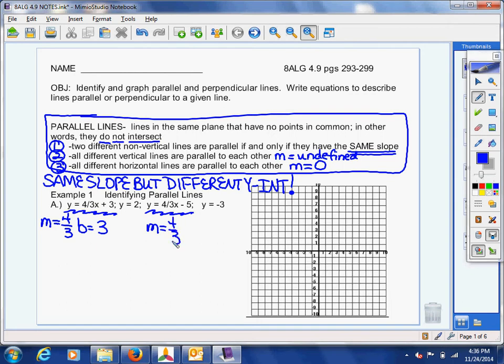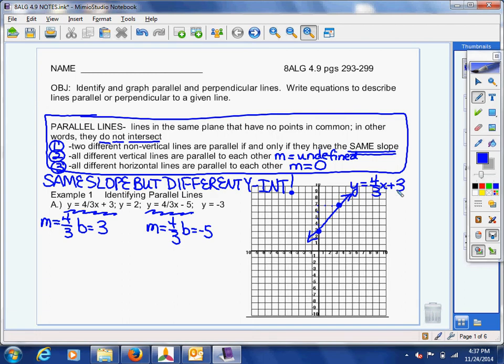And notice that they follow what I just said. They have the same slope. Both of them have slopes of 4/3, but they have different y-intercepts. The first one crosses at +3, and the second one crosses at -5. And so I'm going to start with the +3. I'm going to find +3 on the y-axis, and then I'm going to go up 4, and then right 3. And I'm going to mark it, and there's my first line right there. So y = 4/3 x + 3.